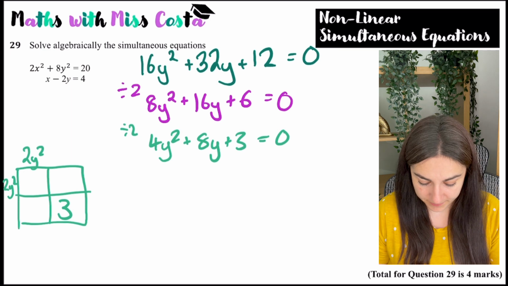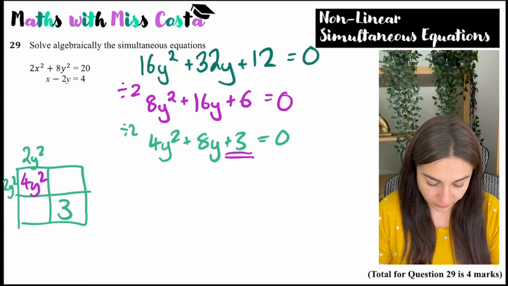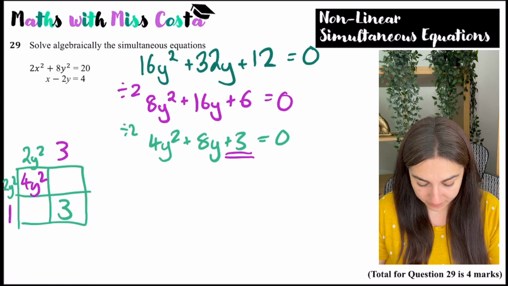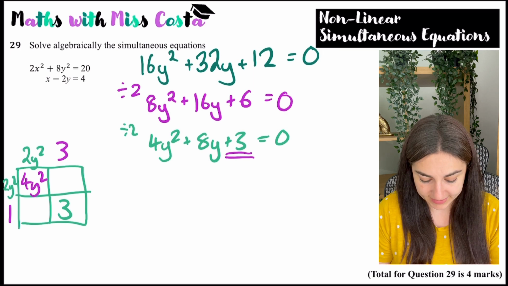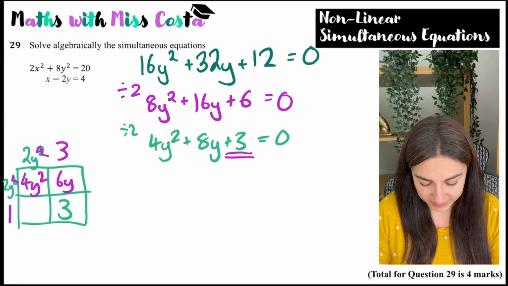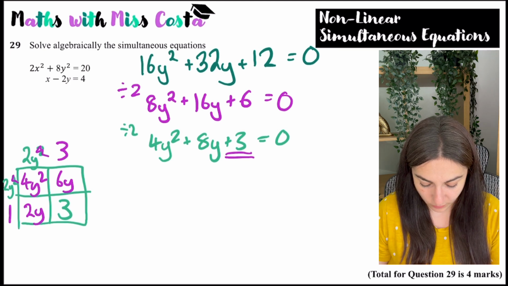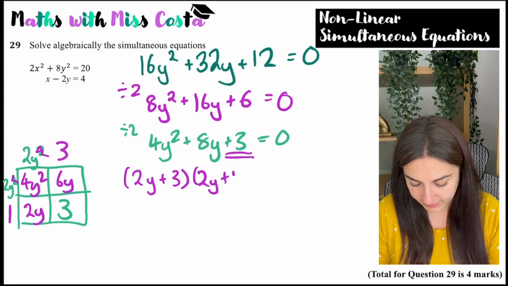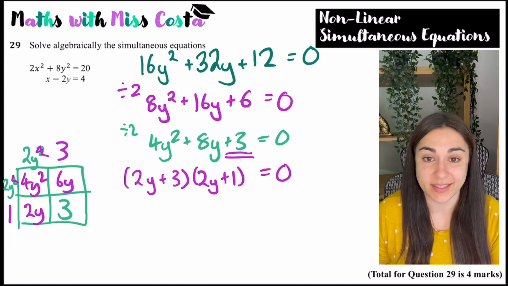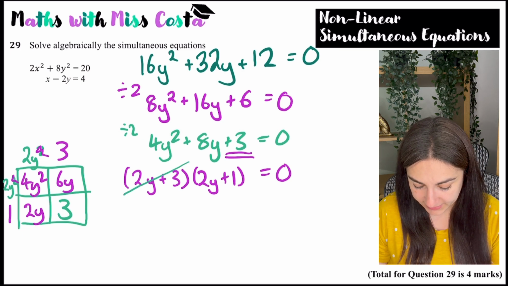So what do I have to do? I think to myself, what two numbers multiply to make 3? 3 and 1. And then how can they make 8? Well, 2 times 3 is 6, so that would be 6y, and 2y times 1 is 2y. When you add them together, that makes 8y. So factorised, that would be (2y plus 3)(2y plus 1) equals 0. Again, you can just use the quadratic formula, that's absolutely fine. And then I use one bracket at a time.